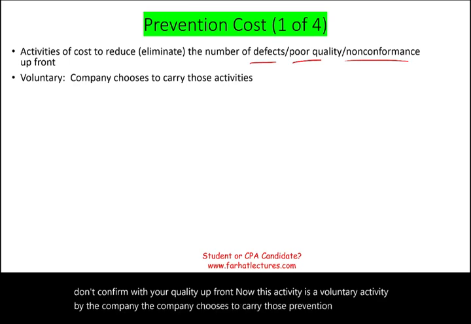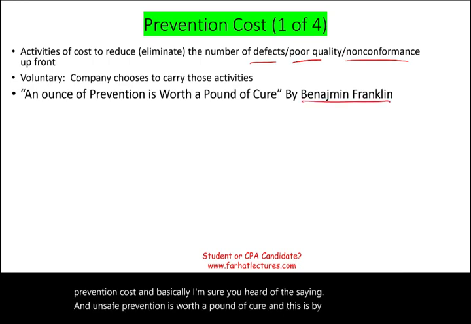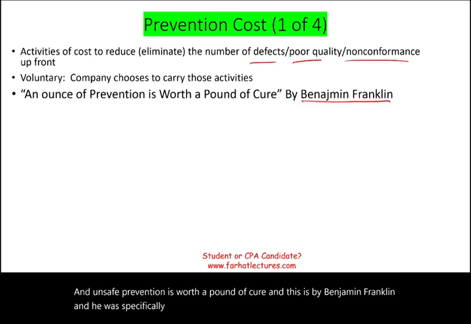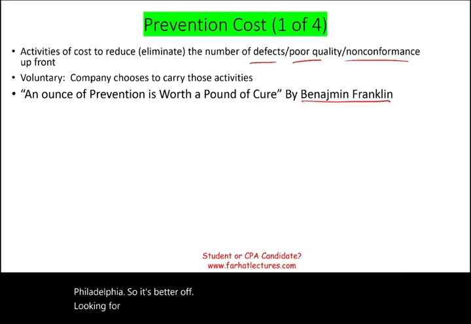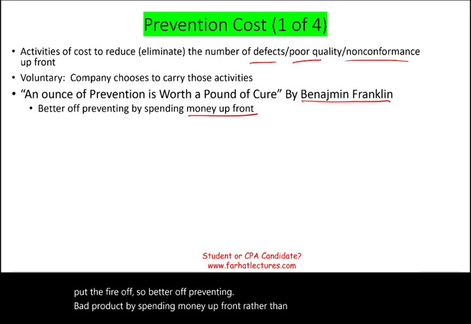And basically, I'm sure you heard of this saying, an ounce of prevention is worth a pound of cure. And this is by Benjamin Franklin. And he was specifically talking about how to control fires in the city of Philadelphia. So it's better off looking for prevention. Don't let the fire happen up front rather than trying to put the fire off. So better off preventing bad product by spending money up front rather than trying to fix the problems later.